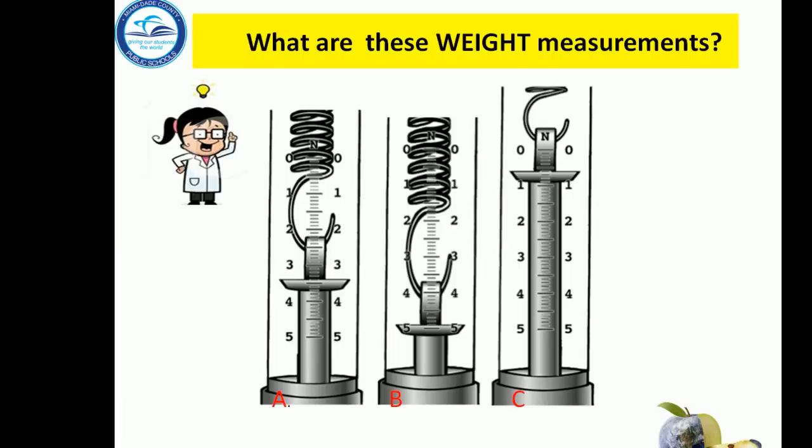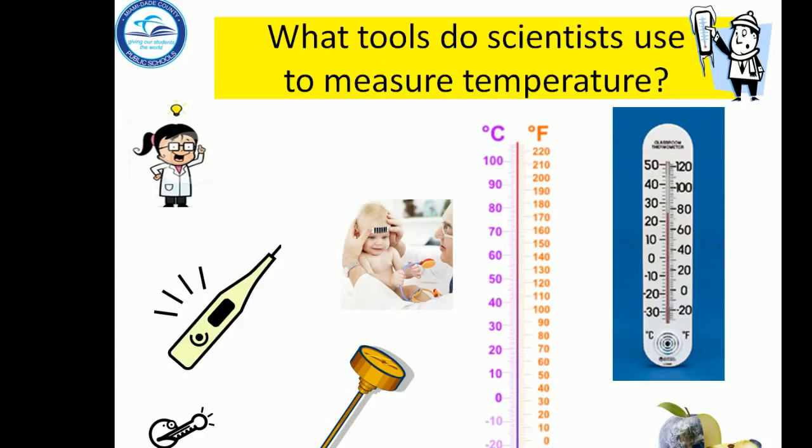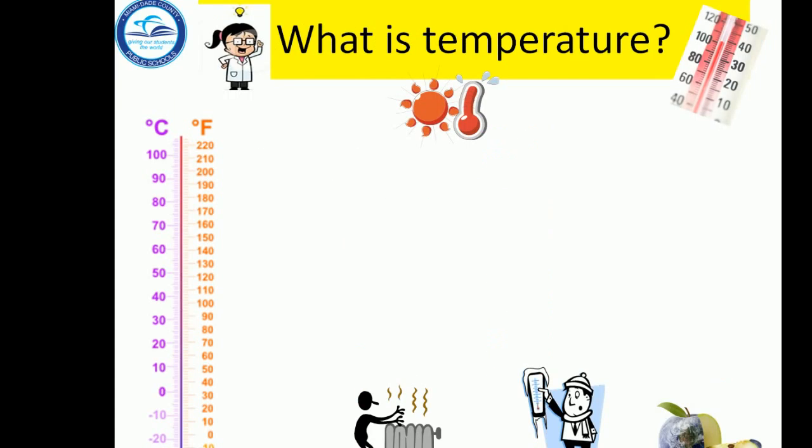So what are these weight measures? I'll give you a second to look at it. Remember, you're reading the top of the line. Did you get 3.4? 4.9? And 0.6.